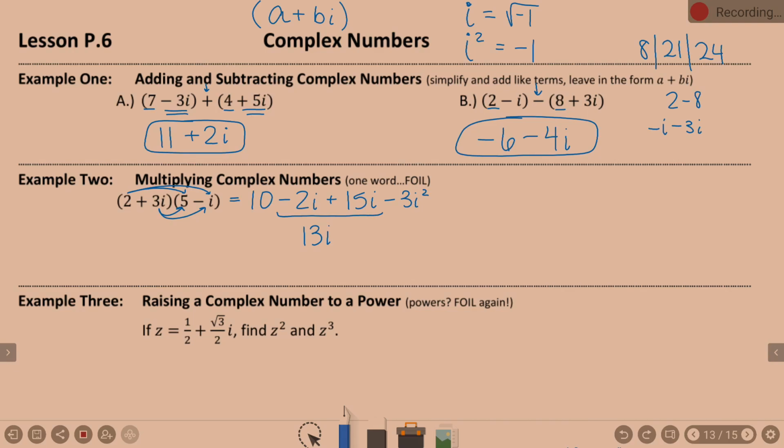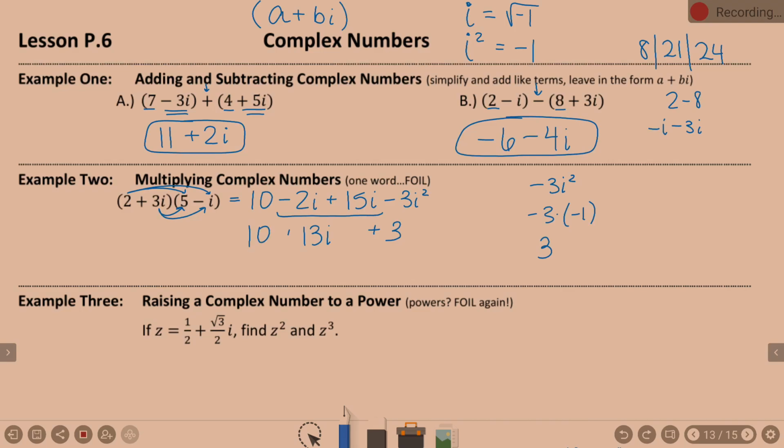And then, as we set up above, i squared is -1, so we can take -3 times -1. Do remember, don't leave an i squared. I shouldn't ever see i squareds in your answers, because i squared is equal to -1. So a negative 3i squared is -3 times -1, which becomes positive 3. Then combine more like terms after that.